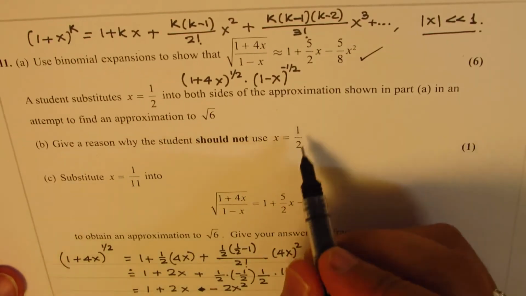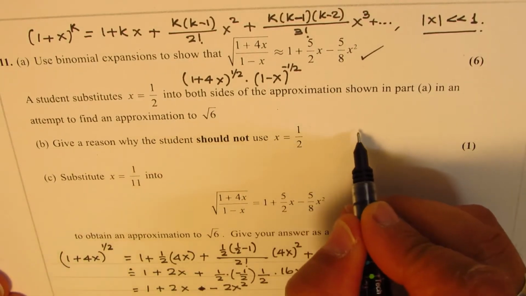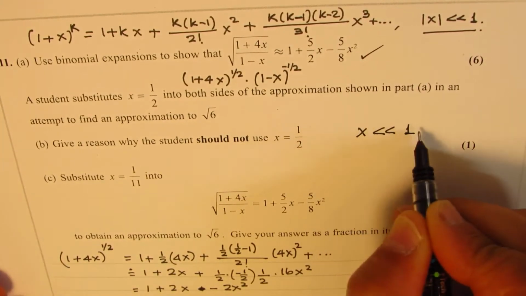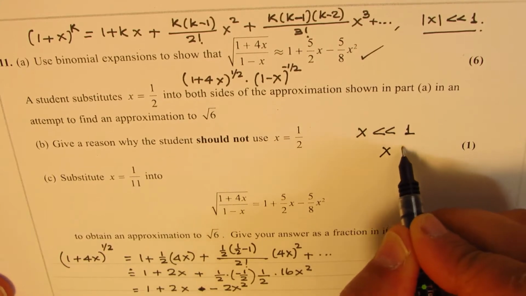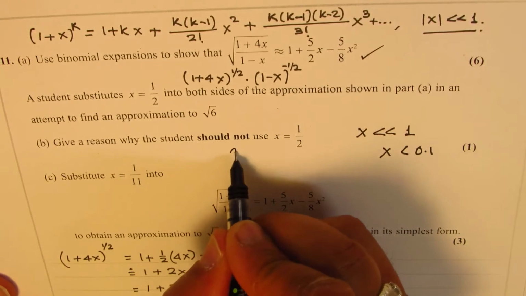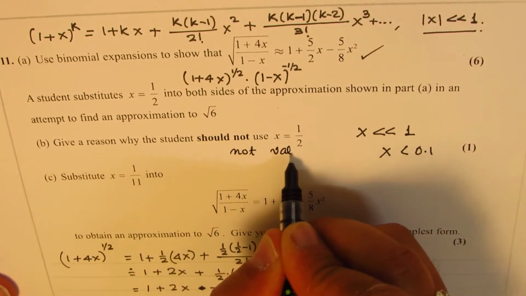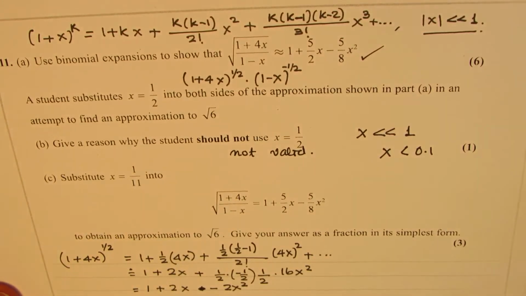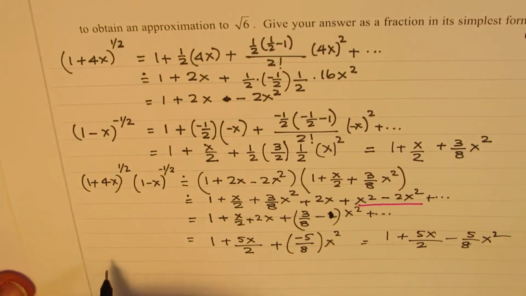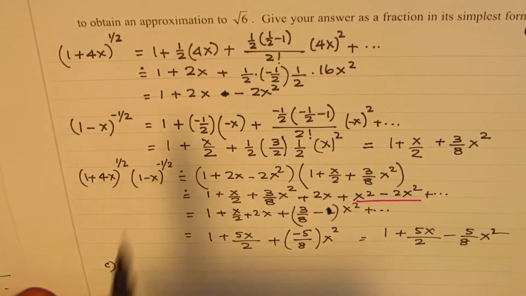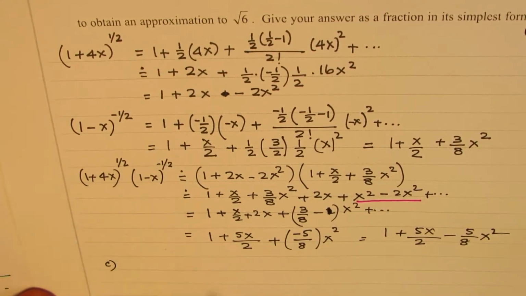Now here it is, as we said, x has to be very, very small as compared to 1, right? So we expect x to be less than 0.1. So that is why this is not valid. Now 1 over 11 is quite valid. So let's use part C, let's use 1 over 11 to find the value of square root of 6, right? So we'll substitute 1 over 11 in our expression.